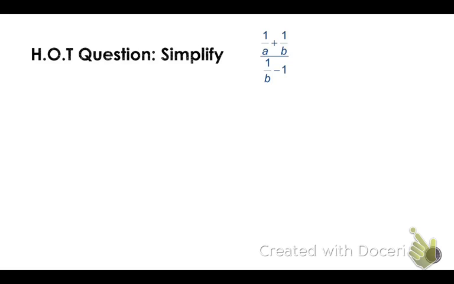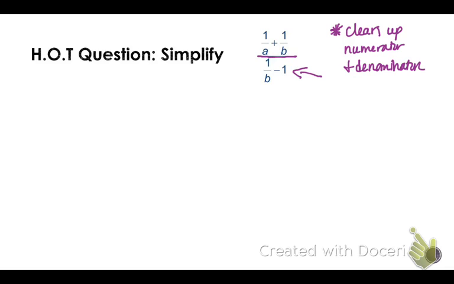All right, now for our final problem. I really have a complex fraction here. In the numerator of this fraction, I have a fraction plus a fraction. In the denominator, I have a fraction minus 1. When you have a complex fraction, here's a good rule of thumb. Clean up the numerator first and the denominator, and then take care of the big fraction. I'm not able to multiply by the reciprocal right now because it would be very difficult for me to figure out what the reciprocal is of 1 divided by b minus 1.